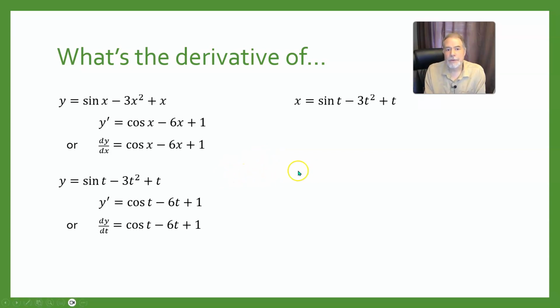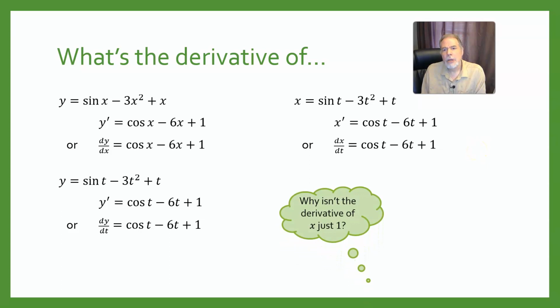And I could have started with the function x equals sine of t minus 3t squared plus t. So this time we've got x as the dependent variable depending on t. X is a function of t, so the derivative x prime would be cosine t minus 6t plus 1. Or I could say dx dt, the derivative of x with respect to t, equals cosine t minus 6t plus 1.